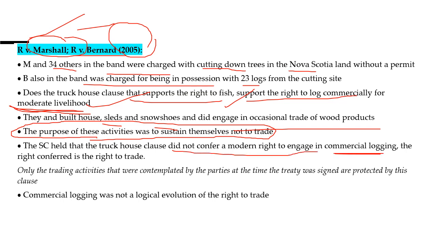The right conferred is the right to trade. So only the trading activities that were contemplated by the parties at the time the treaty was signed. Commercial logging was never a part of that agreement, that treaty. So it was not a logical evolution.